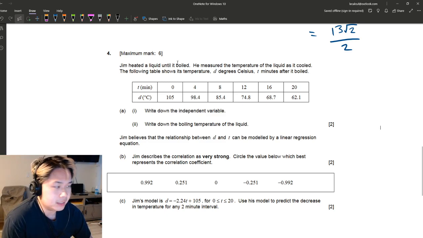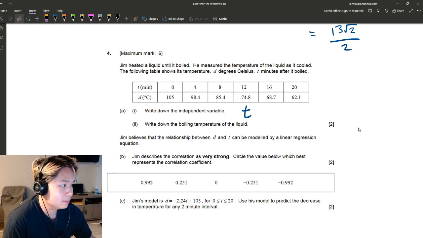Jim heated up a liquid. He measured the temperature in degrees t minutes after it boils. See, look at this. They give you a mark to just write down what's the independent variable in this. The independent variable is obviously time.